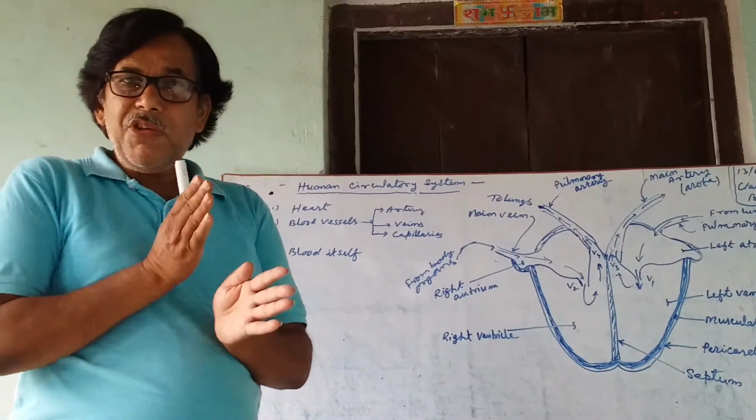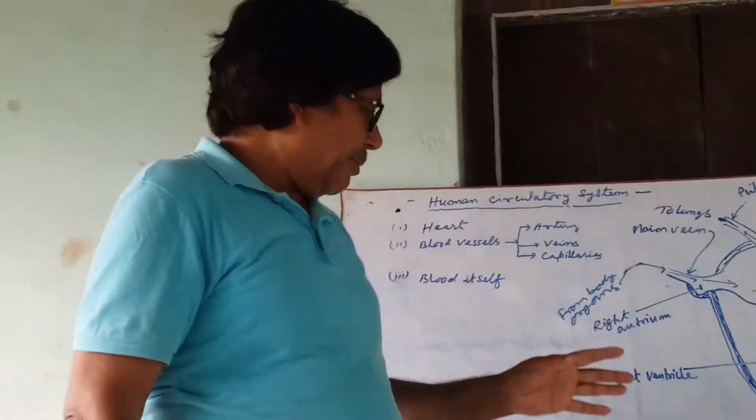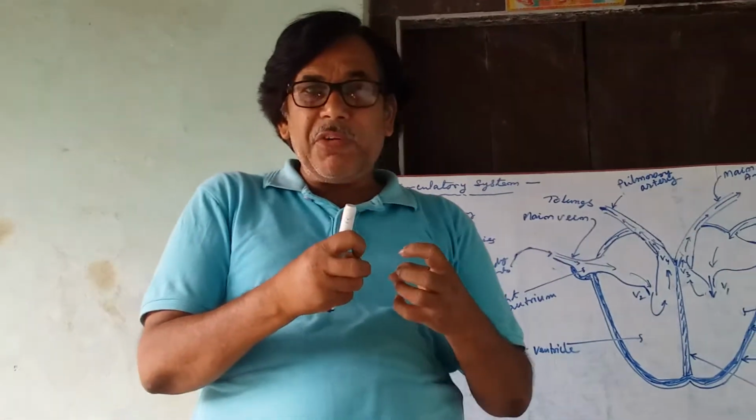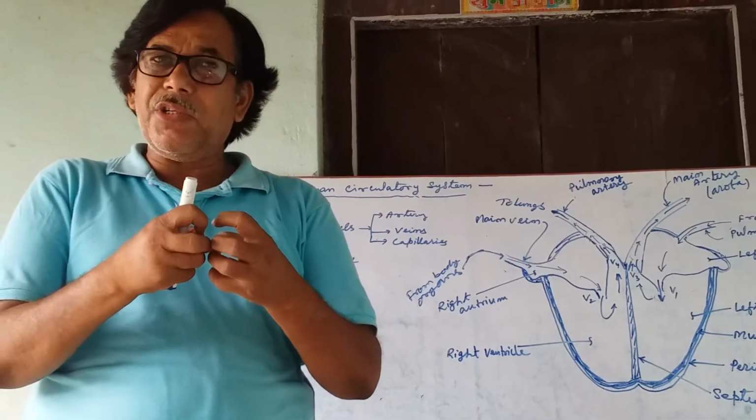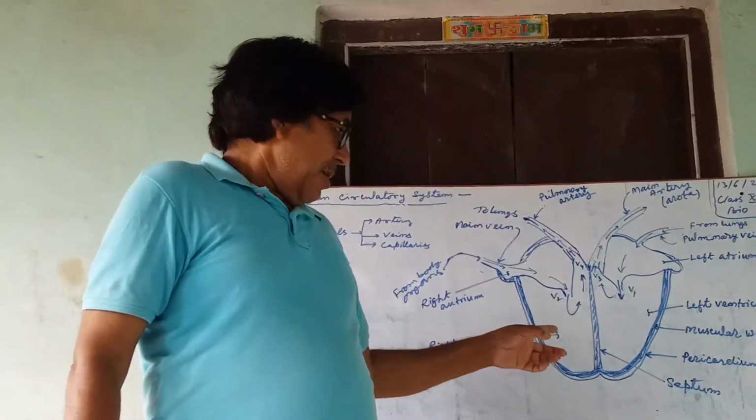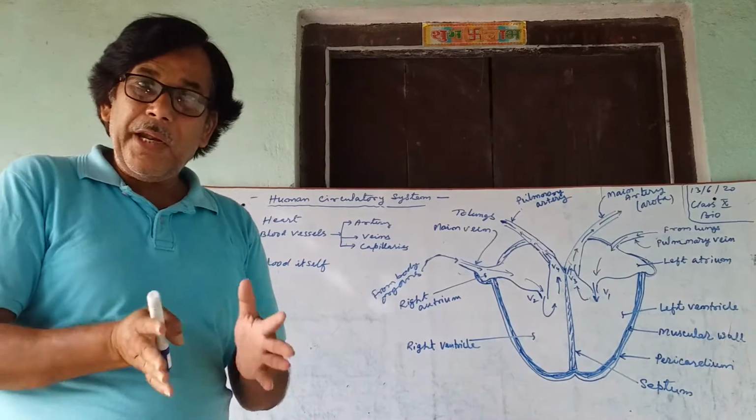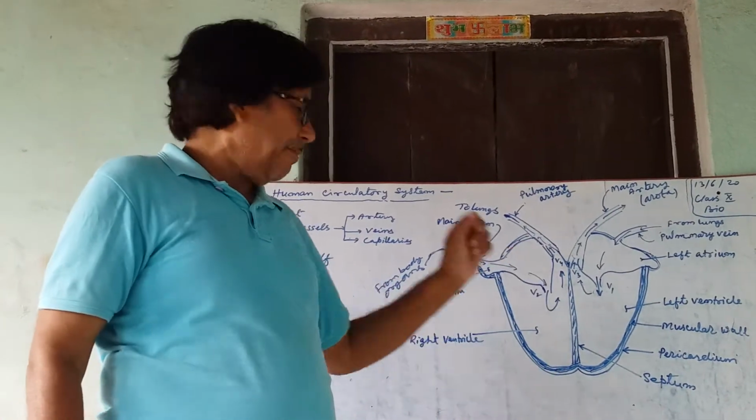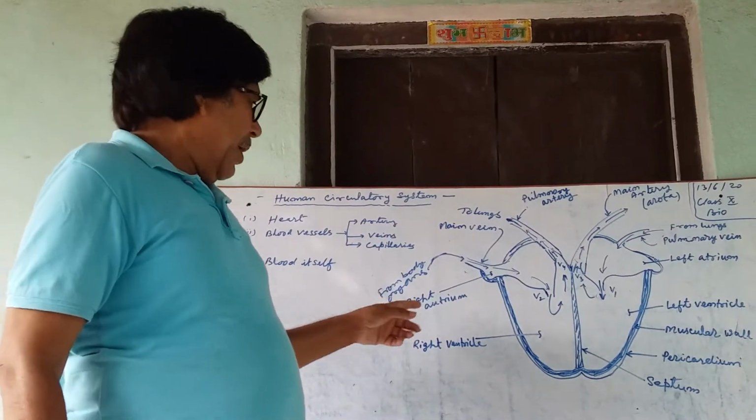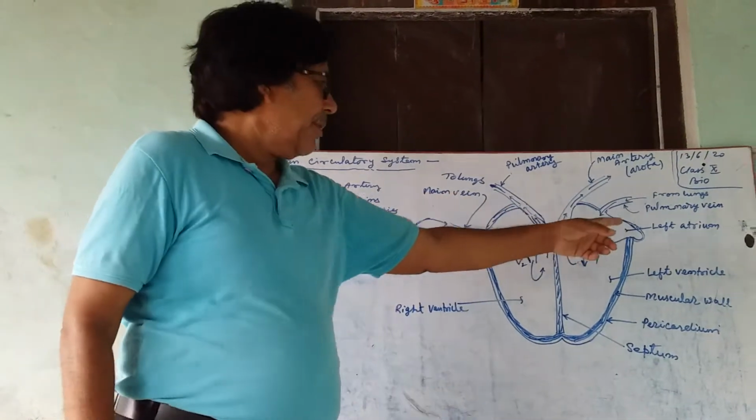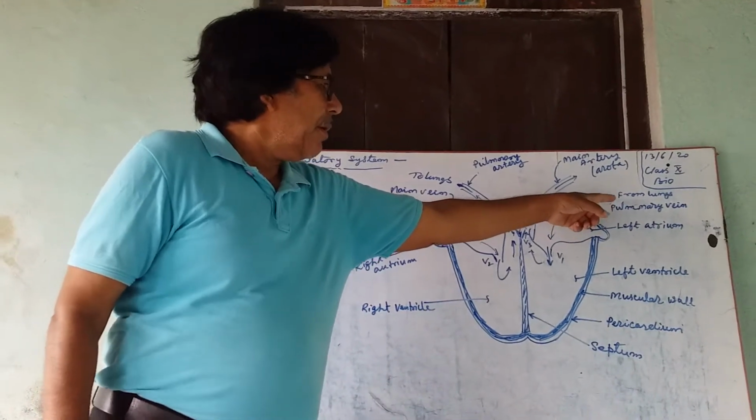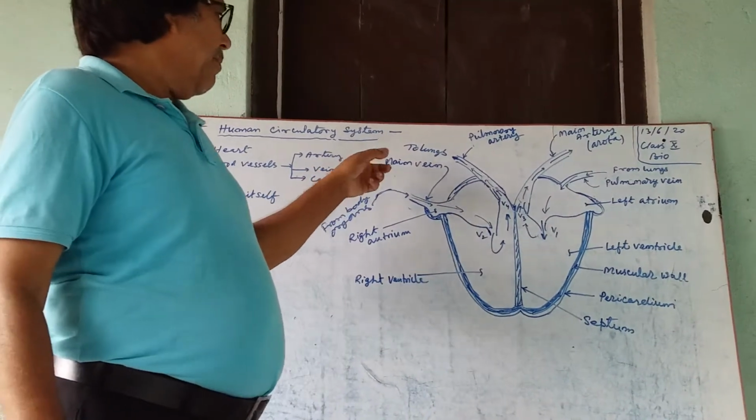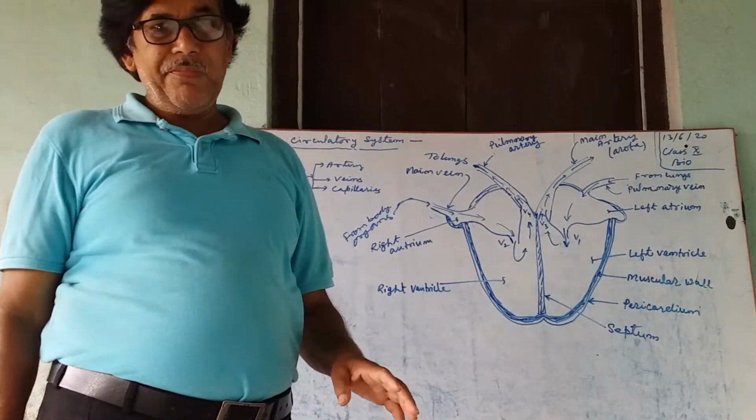The septum prohibits or checks the mixing of deoxygenated blood and oxygenated blood. It means the oxygenated and deoxygenated blood do not mix. Now the other parts are the pulmonary vein, main vein, pulmonary artery, main artery.